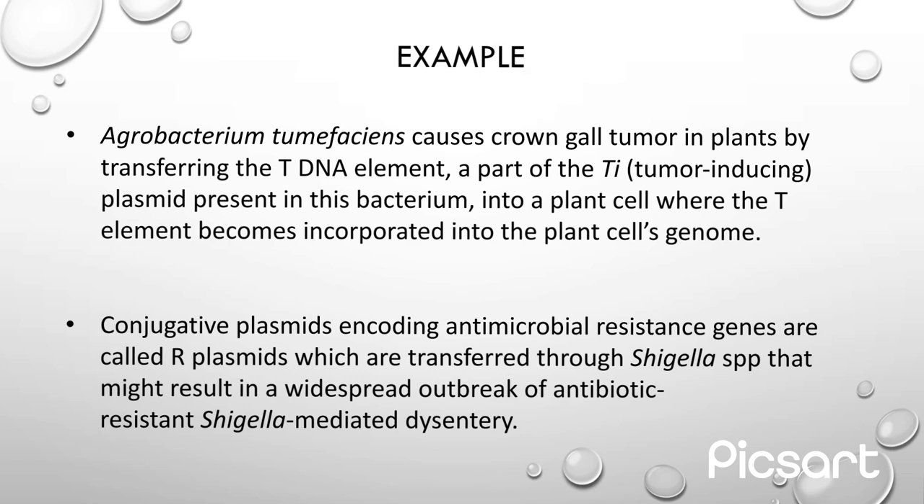The second one is conjugative plasmids encoding antimicrobial resistance genes, called R plasmids. That means we have to induce antibiotic resistance in some other bacterium. So one bacterium having an antibiotic resistance gene inside its plasmid can transfer it to another bacterium to induce antibiotic resistance. Here Shigella species have antibiotic resistance inside them, which can induce antibiotic resistance in other bacteria, resulting in a widespread outbreak of antibiotic resistant Shigella mediated dysentery. So these are the examples of conjugation.